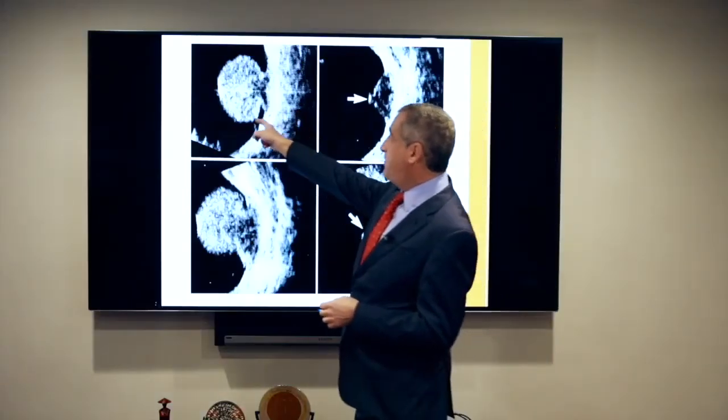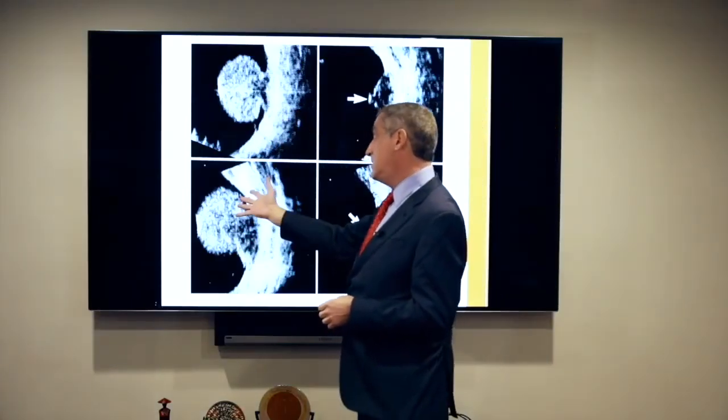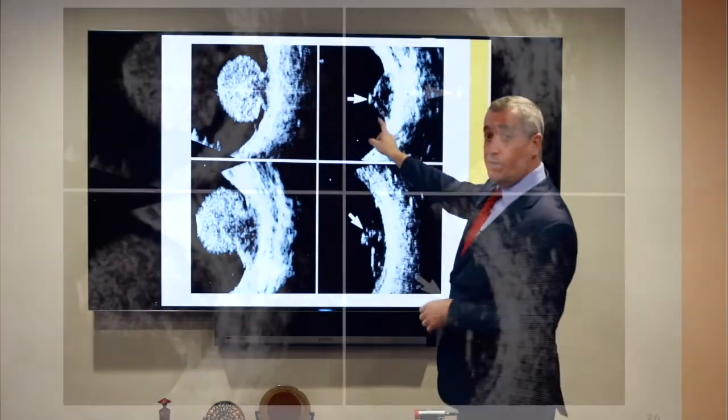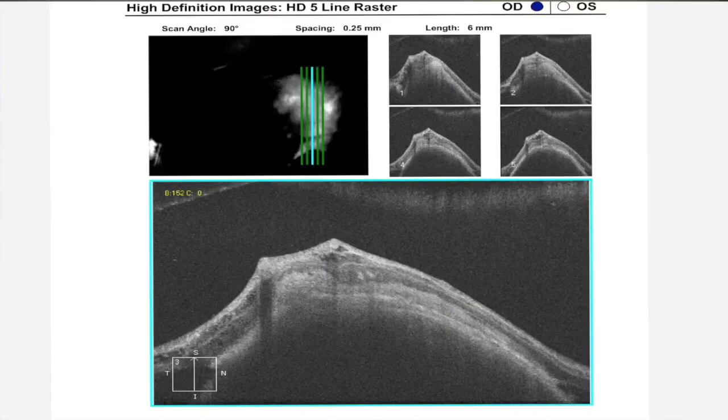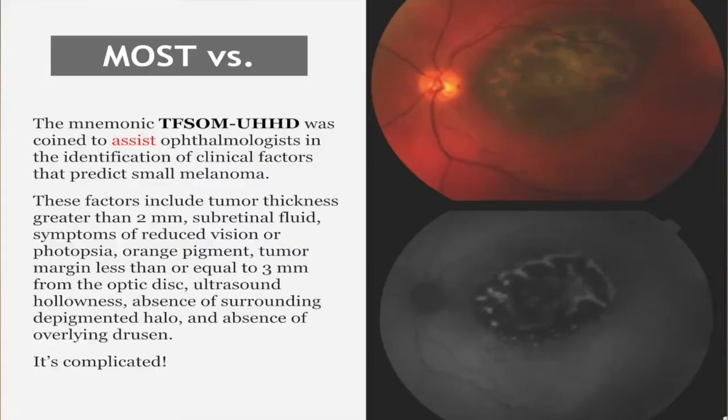This is a more classic mushroom. It's a mushroom that's tilted over. This is a really tiny mushroom. And here's another mushroom. So it doesn't have to be just that classic shape that we saw in the first ultrasound. In fact, on this OCT, you can see a mini mushroom coming out of the tumor that might not be seen clinically. So the mnemonic I suggest for you to distinguish melanomas from suspicious nevi is MOST.